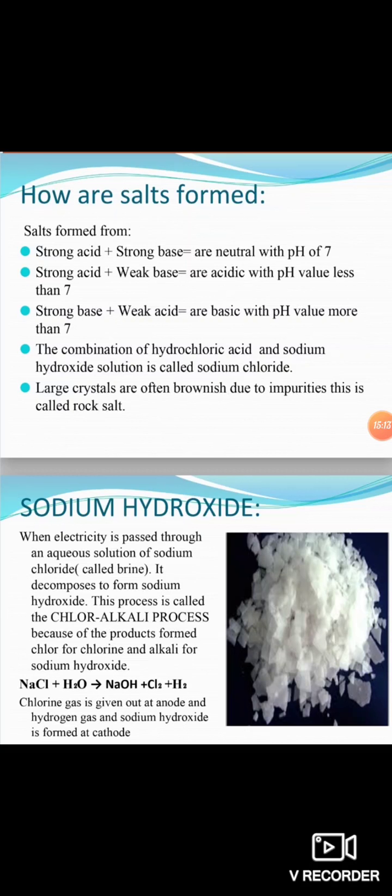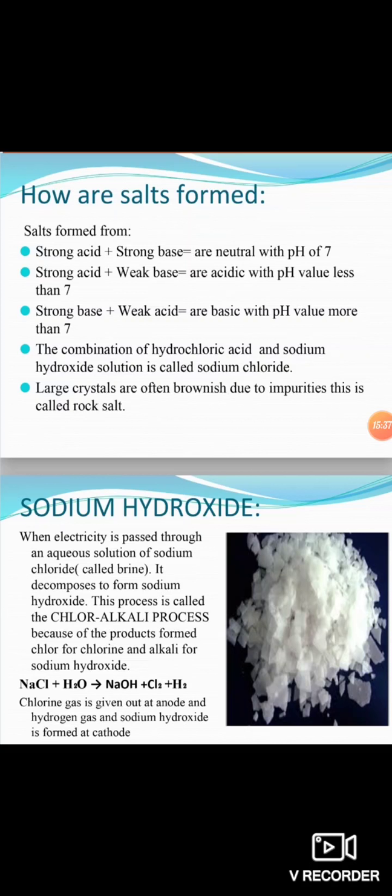And then, how are salts formed? Let us see one by one. Salts are formed when a strong acid reacts with a strong base, so it is neutral and its pH value is 7. When a strong acid and a strong base both react together, it forms a neutral salt and its pH value is 7.